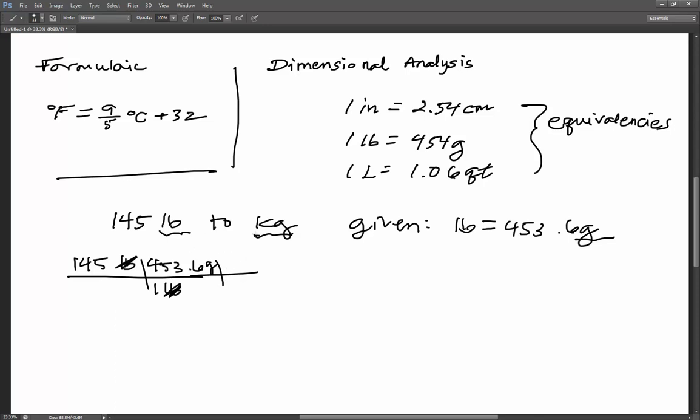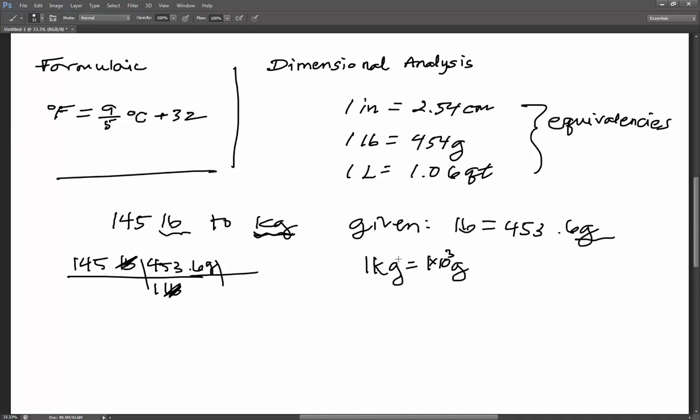Now I'm at grams, which is great, but they want kilograms. So this is the tricky part. Here's where you have to remember your metric prefixes. And the way that I remember them is to say that 1 gram is equal to 1 gram. That makes sense. And kilo, I memorize, is equal to 10 to the third. So 1 kilogram is equal to 1 times 10 to the third grams.